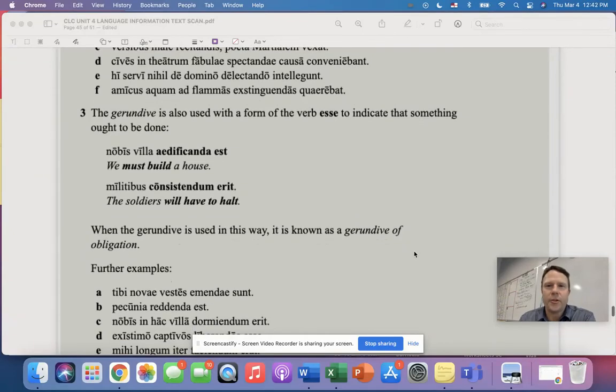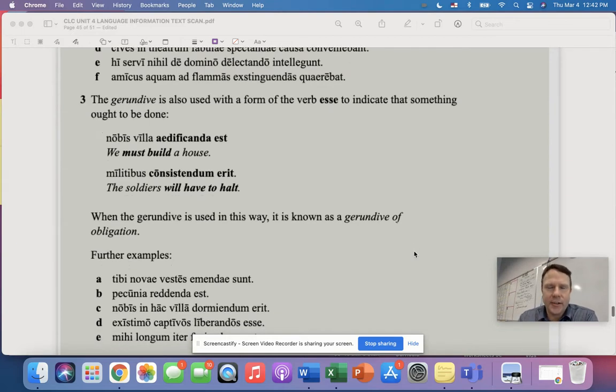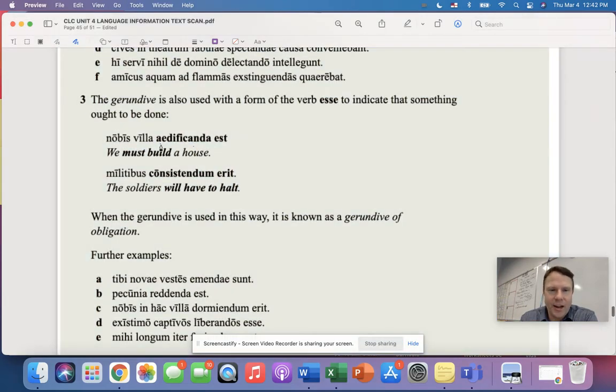Hello, everybody. We are going to look at gerundives and what's called the passive periphrastic. If we're looking at this page from the language index in your Unit 4 Cambridge book, we see a couple of examples where we have a gerundive. Ida fecunda is the gerundive, and we know that because it's got that nd there. When we pair the gerundive with a form of the verb to be, we have what collectively is called a passive periphrastic.